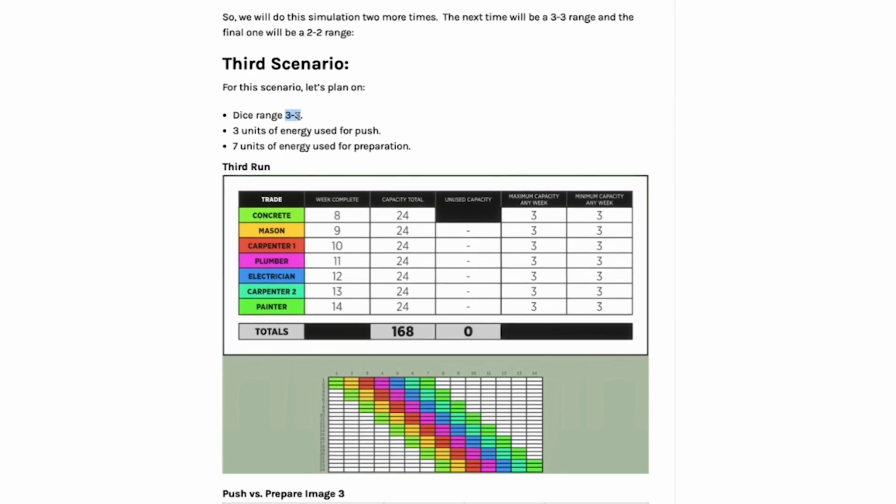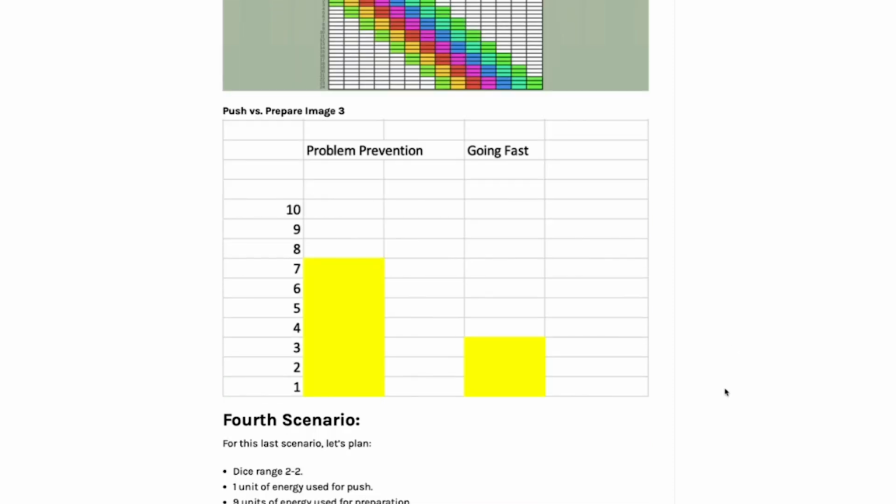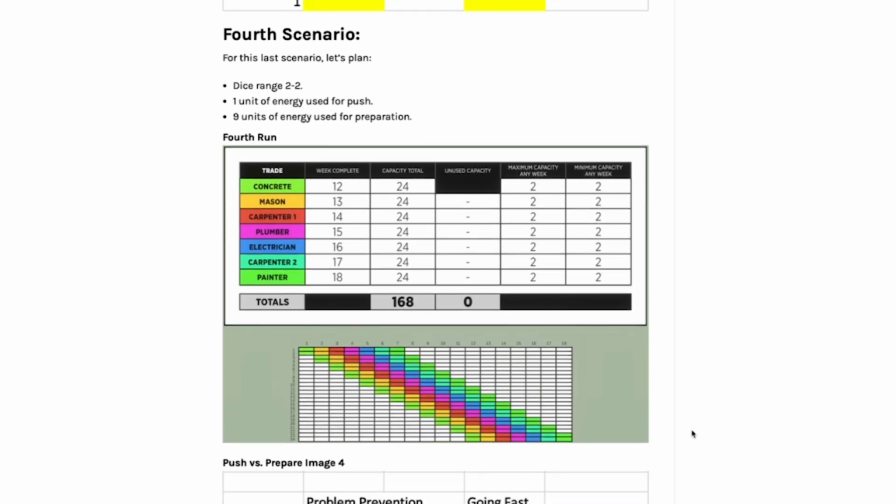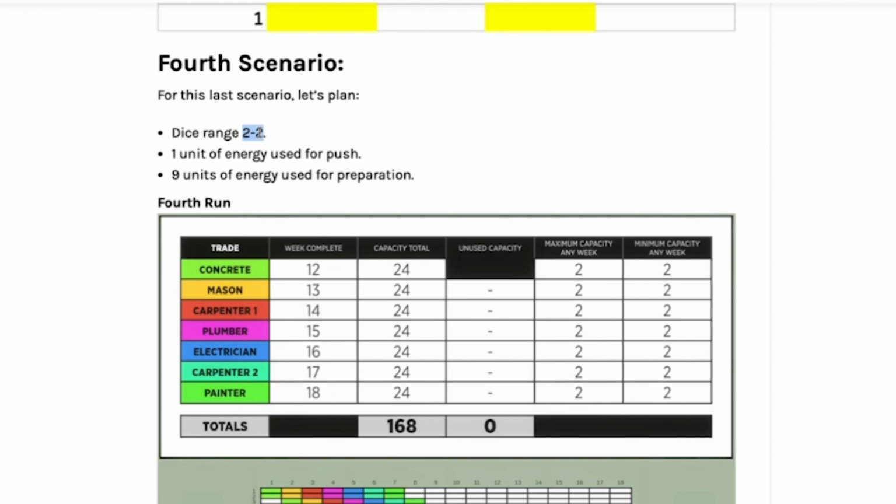This would never happen, but I wanted to show you what would happen. If we do that, we're at 168 and 0 with a nice Takt plan finishing in week 14. This would be like spending only 3 units of energy going fast and 7 trying to plan and prepare and prevent problems. Then I took you through the last one, which was the dice range of 2 to 2.